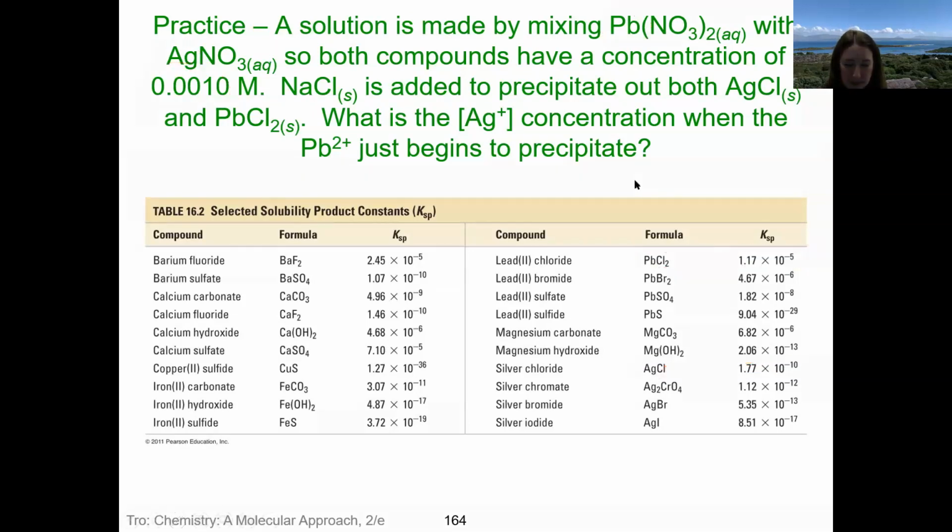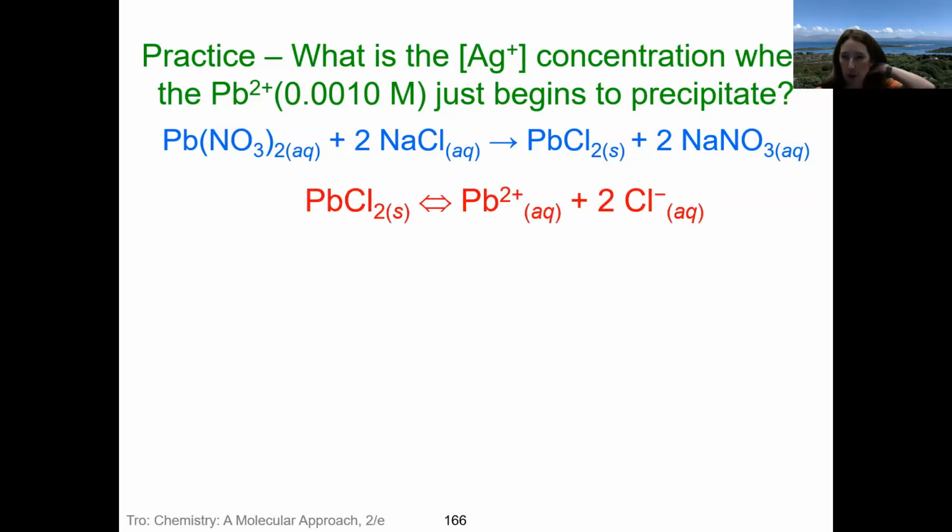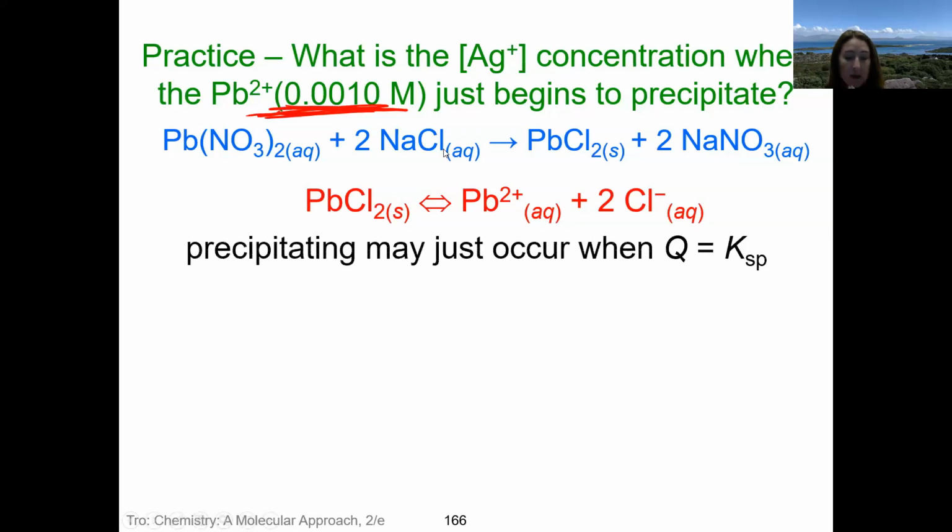Okay, so now we're going to start. I need more room. So here's basically what we did, right? Double displacement reaction. We're going to start with this one first. When it just begins to precipitate, Q equals K. And again, we decided that both of them are 0.001. We need to figure out what silver is. We don't know silver, but we know lead. So Q equals K, very similar to what we've done.